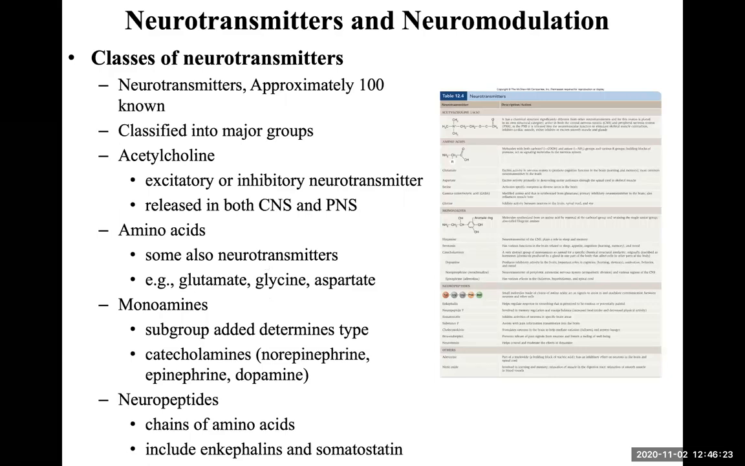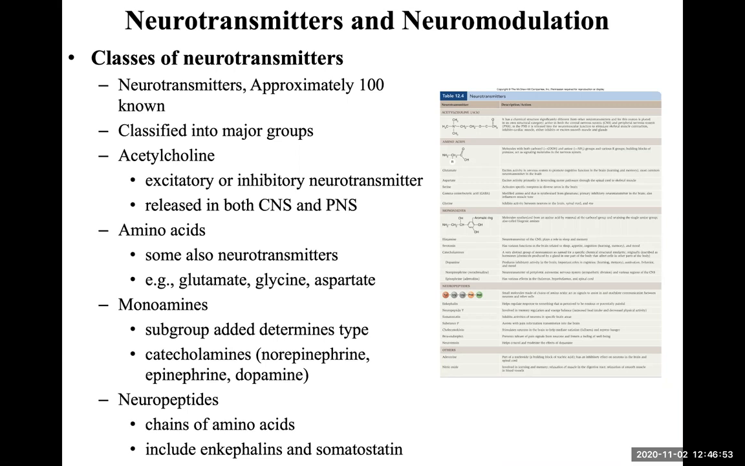Okay, so we have different types of neurotransmitters, right? We group neurotransmitters into these various groups depending on their chemical composition. So, for example, one group is going to be the amino acids. Glutamate, glycine, all of those amino acids can and do act as neurotransmitters. Acetylcholine is its own group.